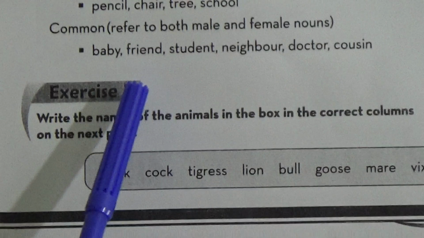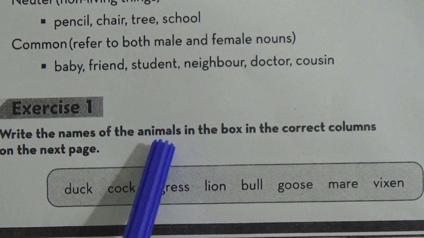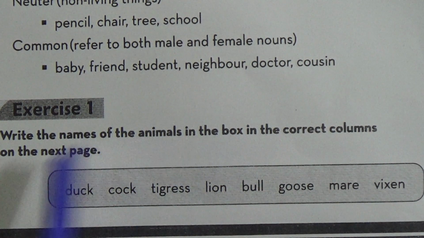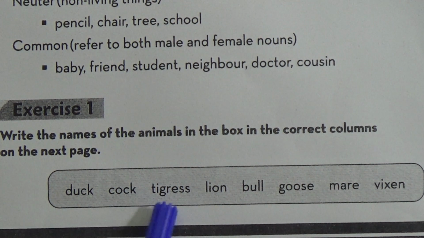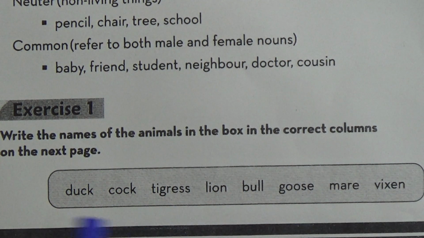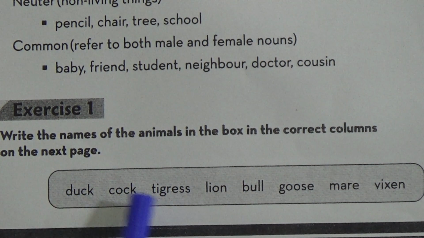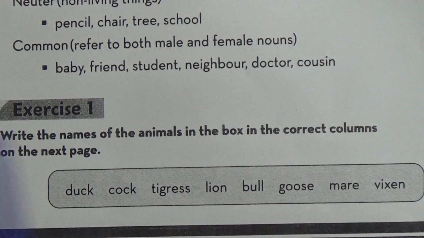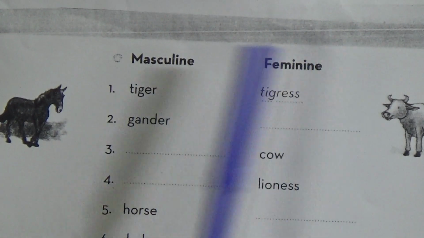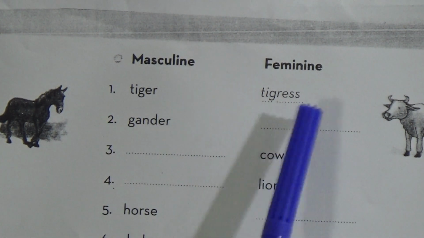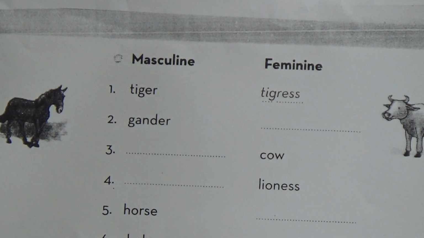Now we will do exercise 1. Write the names of the animals in the box in the correct columns on the next page. Here are given some words, and these words are mixed. Some words are male and some are female names: duck, cock, tigress, lion, bull, goose, mare and vixen. Here are given two columns, masculine and feminine. On the left side masculine and on the right side feminine. So in the gap you have to fill in the following words.